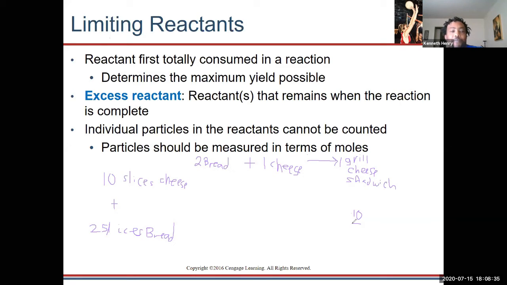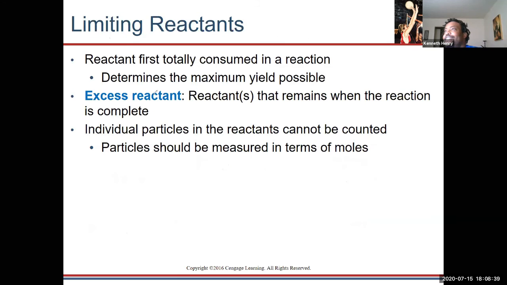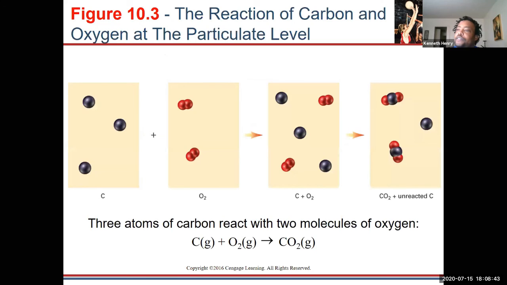Now I'm going to show you the problem. This is showing you exactly the same thing we were talking about with the cheese sandwiches, but with carbon. We have 3 carbon molecules. So the chemical reaction is 1 carbon plus 1 O2 yields carbon dioxide. They come together to form carbon dioxide. So if I have 1 carbon and 1 oxygen gas coming together to form carbon dioxide, how many carbon dioxides can I make?